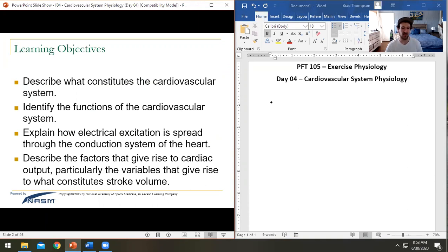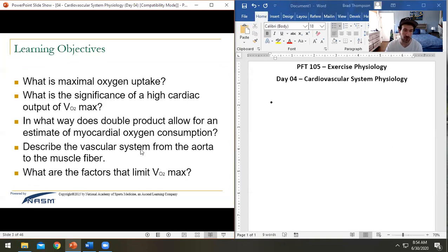So we need to be able to describe what constitutes the cardiovascular system, so we'll break it down into its individual pieces, their functions, and then how electrical excitation is spread throughout the conduction of the heart. So we will talk a little bit about how an electric signal is generated by the heart, and then how that electric signal actually travels throughout all of the heart's fibers. What factors give rise to cardiac output, so how we can affect our cardiac output, which we know is how we measure how well the heart performs.